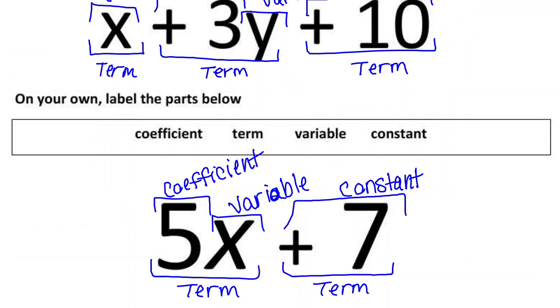And here are your answers. So the 5 is the coefficient or the coworker to the variable. The x is the variable. The 7 is constantly alone. He's all by himself. And then the bottom two pieces, the 5x is a term, and so is that positive 7. So those are your parts of equations and expressions and inequalities.